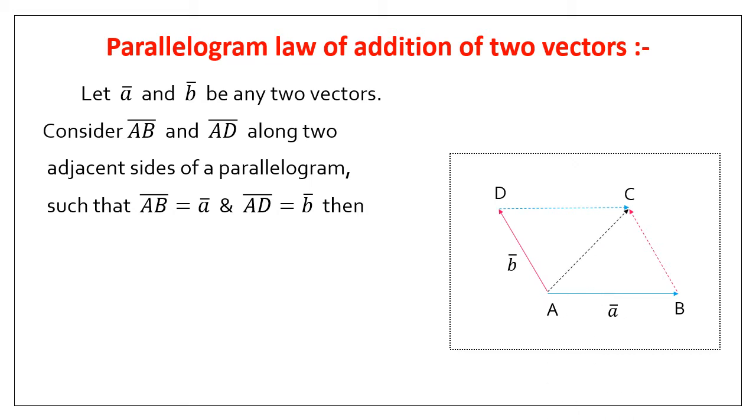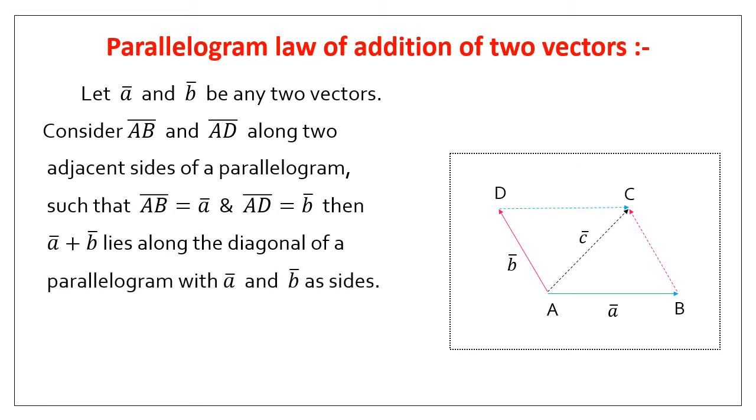Now join the diagonal AC bar. Then a bar plus b bar lies along the diagonal of the parallelogram with sides a bar and b bar. See students, this AC bar is equal to AB bar plus BC bar. Look at their directions. So this AC bar equals a bar plus b bar.